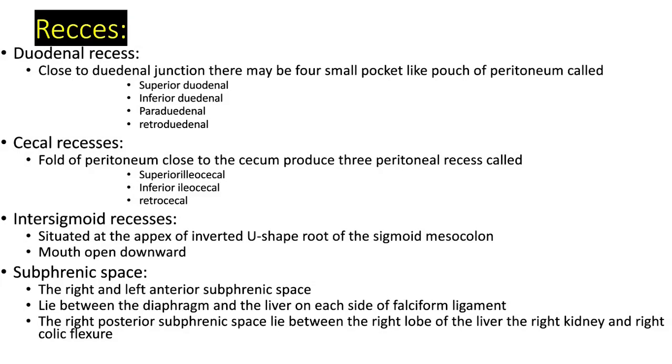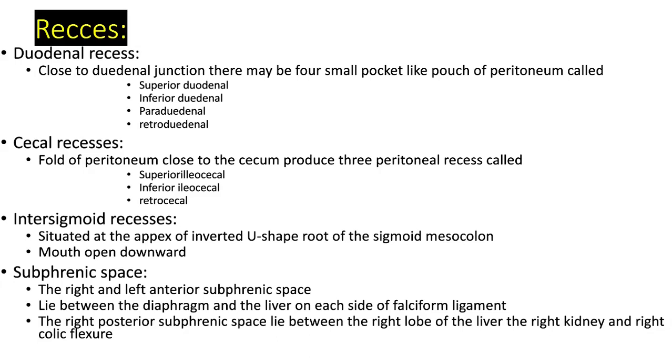Now, recesses are small pocket-like pouches of the peritoneum. They are found in various regions, like the duodenum, the cecum, and the sigmoid colon. They are called the duodenal recess, cecal recess, and intersigmoid recess. The duodenal recesses are the superior duodenal recess, inferior duodenal recess, paraduodenal, and retroduodenal recess.